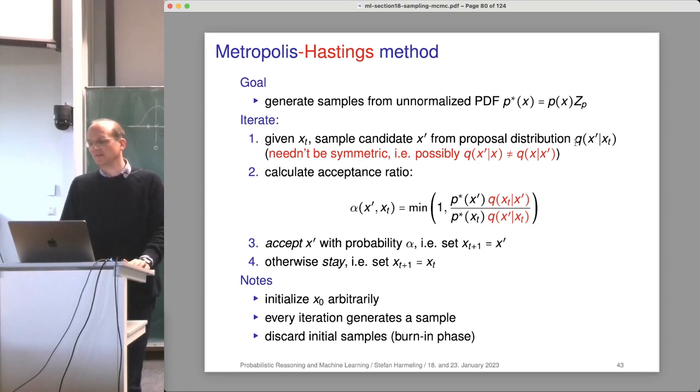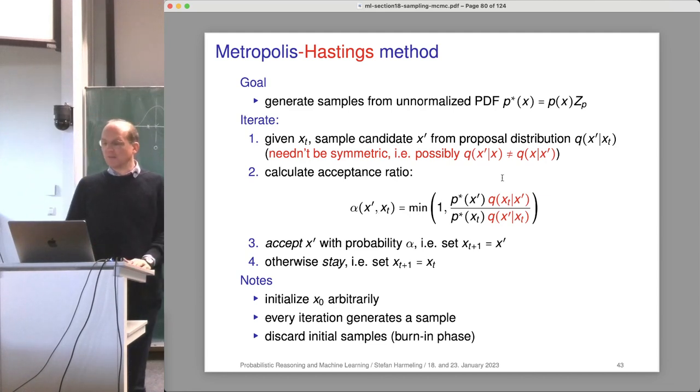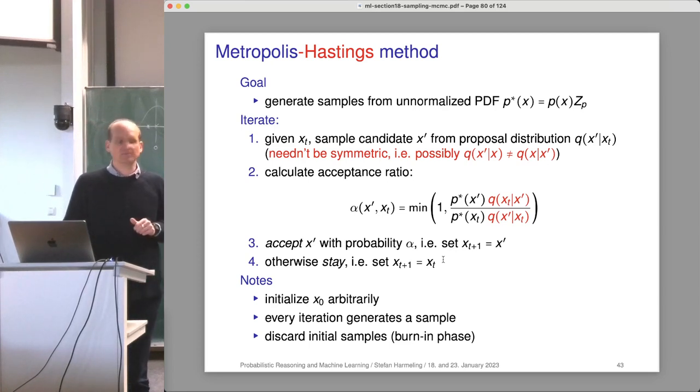So if it's a good choice, the method works quite well, and we can now just sample from our proposal distribution, and now comes the P star into play to calculate an acceptance ratio. So with probability one, we are always going uphill. So if we get a new X where the P star is larger, we always accept it. And if we go downhill, we only do it with a certain probability, depending on how bad it is to go downhill.